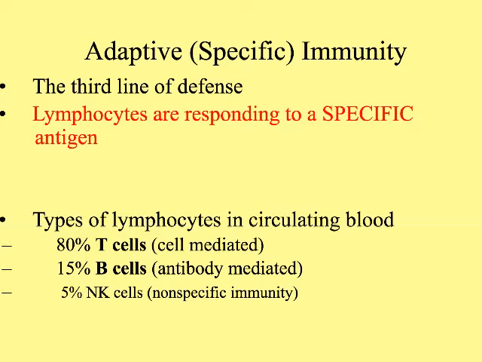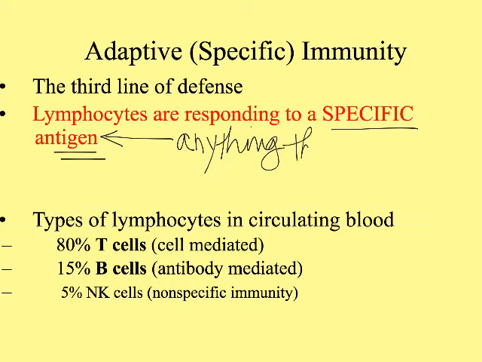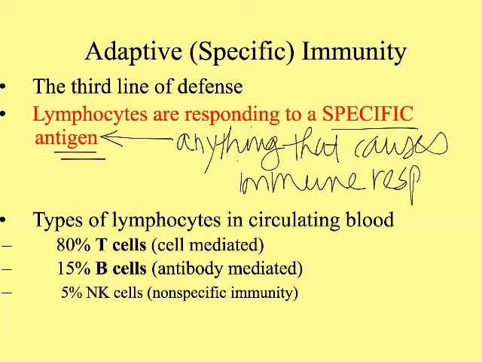Okay, so adaptive immunity is what we're considering the third line of defense. It's when your body actually starts responding to specific pathogens or specific antigens. Now, an antigen is anything that causes an immune response. So it can be cat fur, it could be a bacterium.